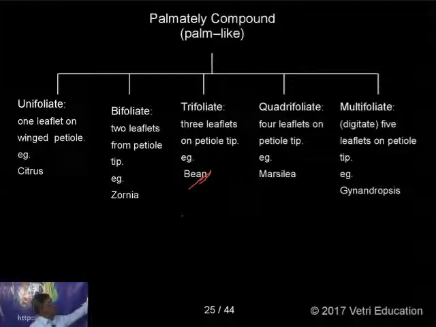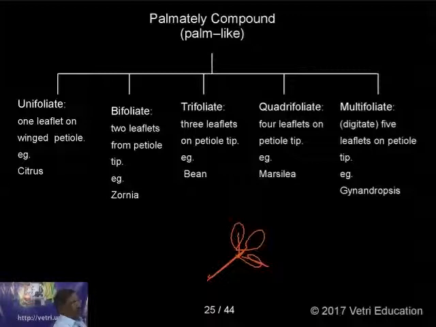Here, unifoliate: if there is one leaflet, that is unifoliate, for example citrus. Bifoliate: at the end of this rachis you can find only 2 leaflets, for example Ginkgo biloba. And if you have 3, that is called trifoliate, bean you can find. And you can find quadrifoliate, 4 leaflets. Multifoliate, more than 4: in Gynandropsis you can find 5 or 6, and in Manihot you can find some 6 to 8 leaflets, that is a multifoliate palmately compound leaf.